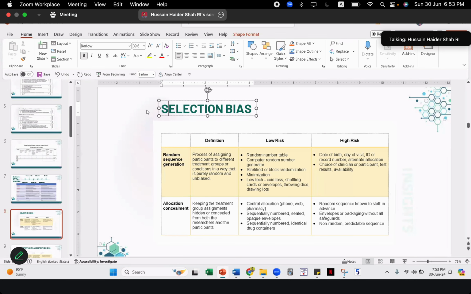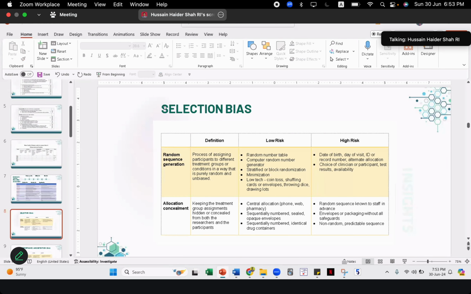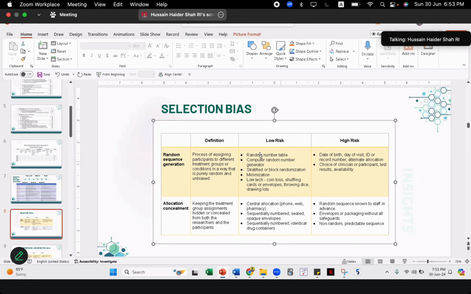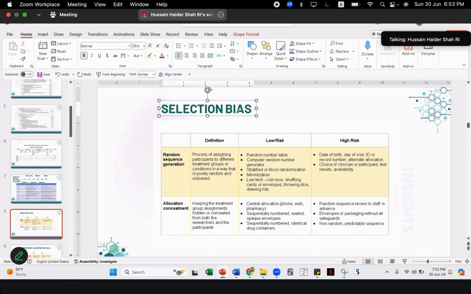In a randomized controlled trial, you know that there are two groups. Now, how do you decide which participant will go to which group? There are methods which are low risk and methods which are high risk. If the random sequence generation was done through a random number table, computer generator, or stratified or block randomization, I don't want you to understand all of these methods, but make sure you know what they are. In the randomized controlled trial, exact statements will be given.